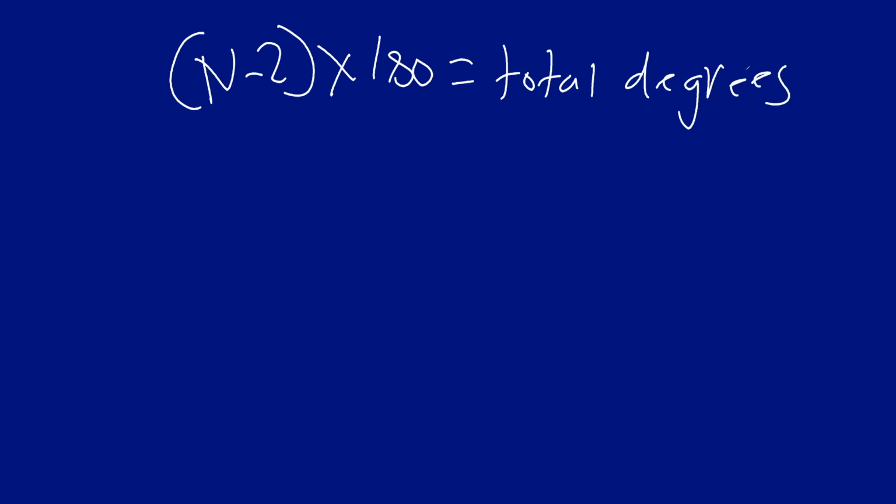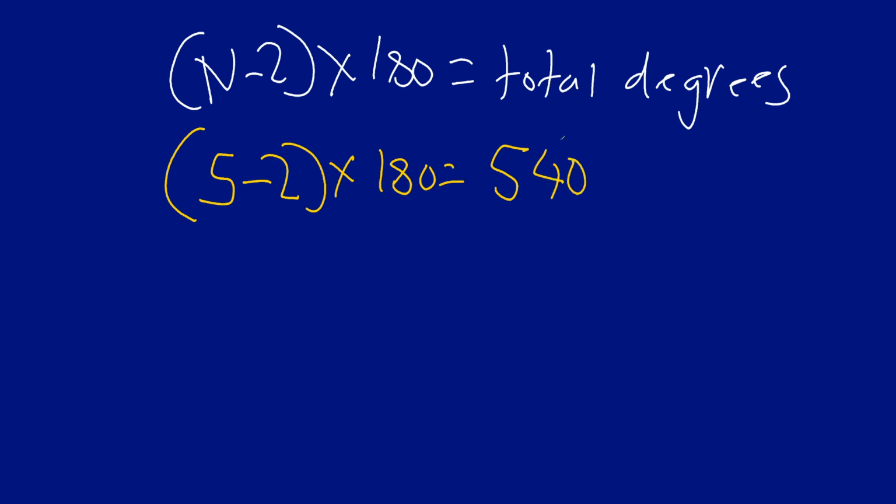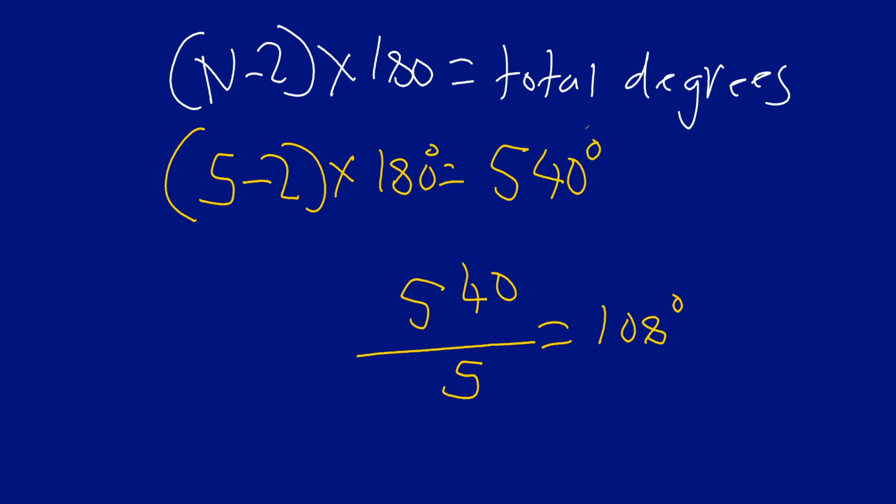If we go back to my previous example, the pentagon, I'm just going to plug this in. I need to explain something: n is the number of sides. So 5 minus 2 times 180 is going to equal 540. This should look familiar. Now, if we want the degrees per angle, you would take 540, like we did in the previous example, divided by 5, and you would get 108 degrees. You can use this for any polygon, as long as you know the number of sides, you can calculate this.